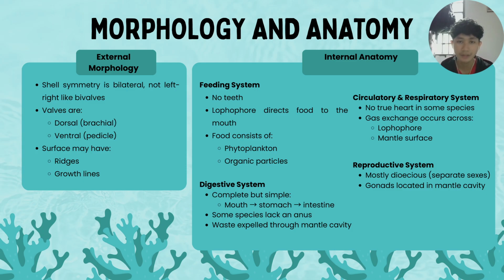So last but not least, their reproductive system. The first one is mostly dioecious, so they have separate sexes, and the second one is gonads located in the mantle cavity. So for the reproductive system, most lamp shell species are dioecious, meaning the individuals are either male or female. The gonads are located within the mantle cavity, and the gametes are released during reproduction.